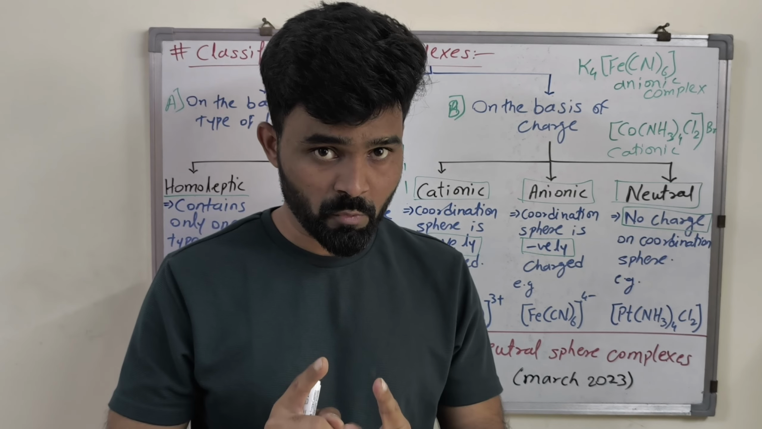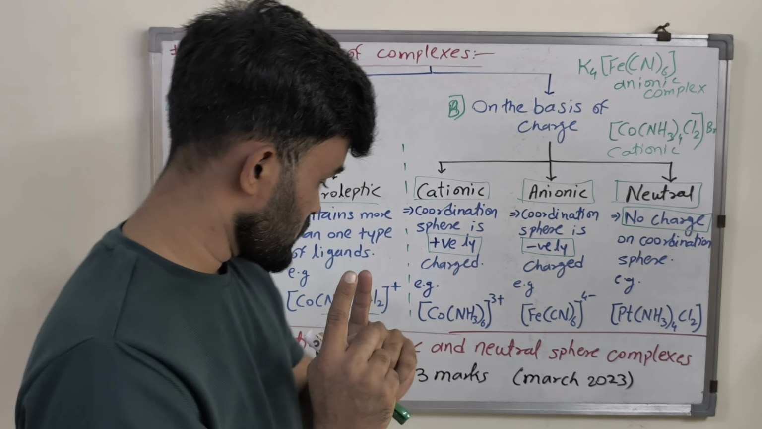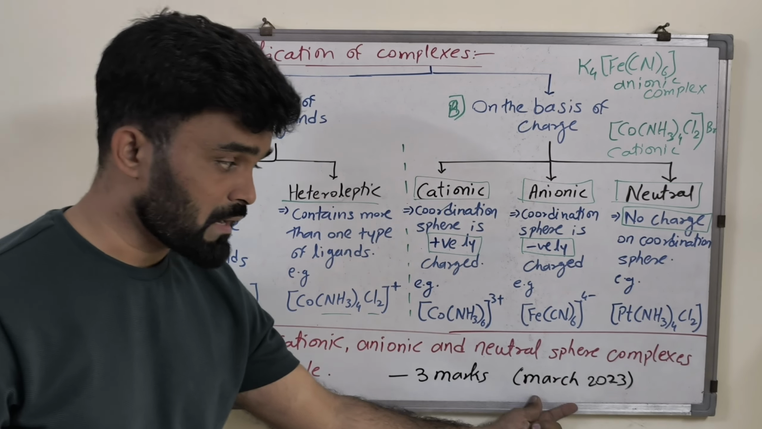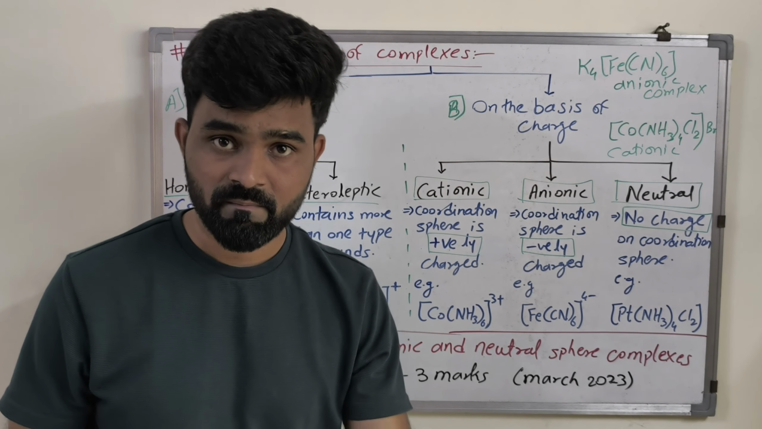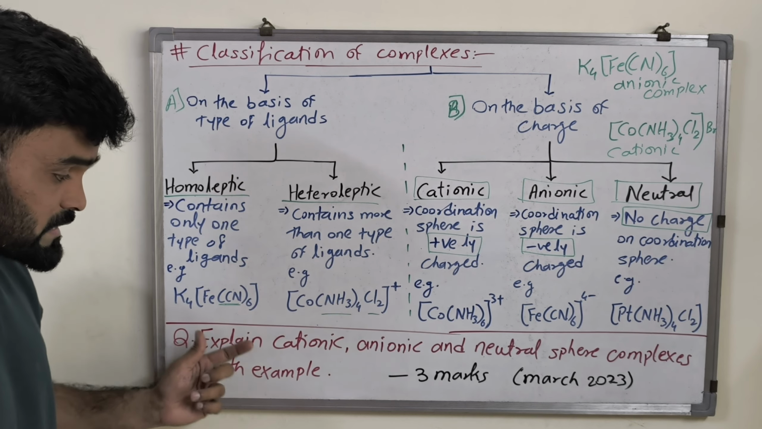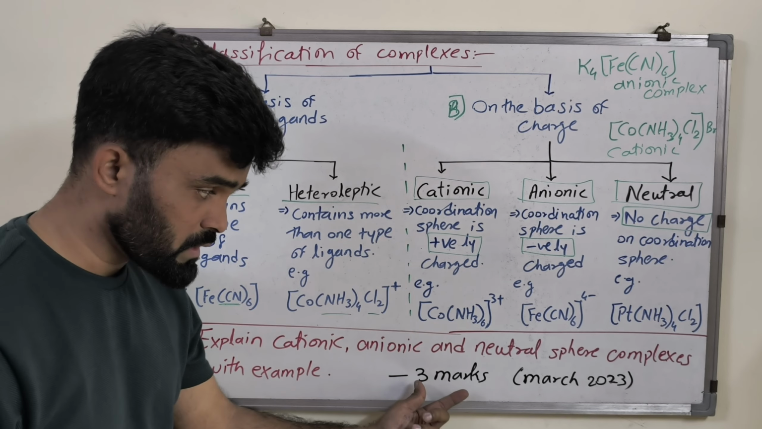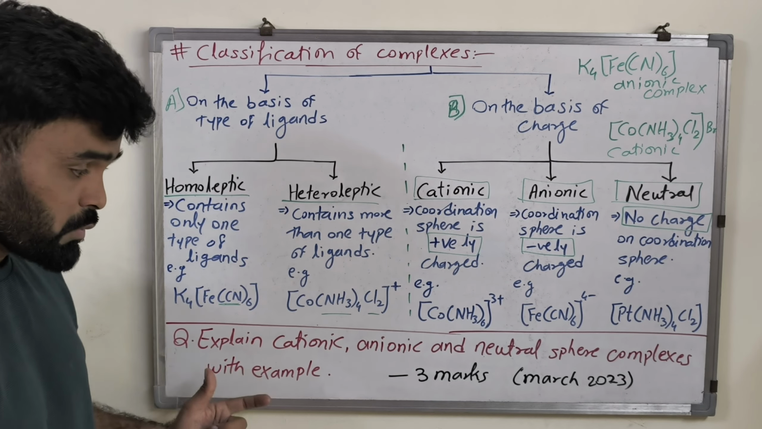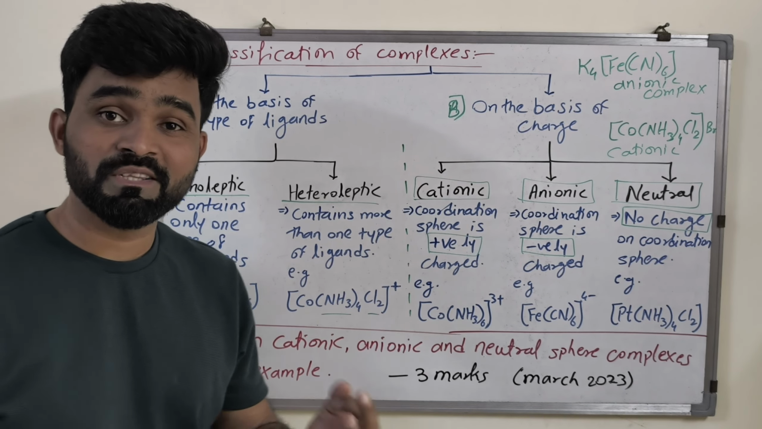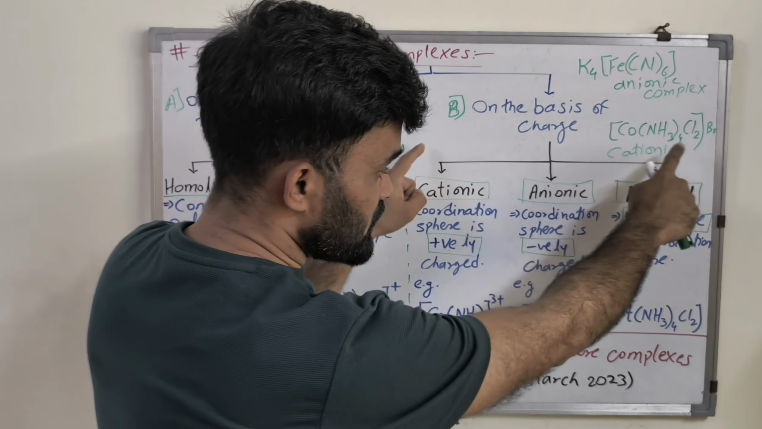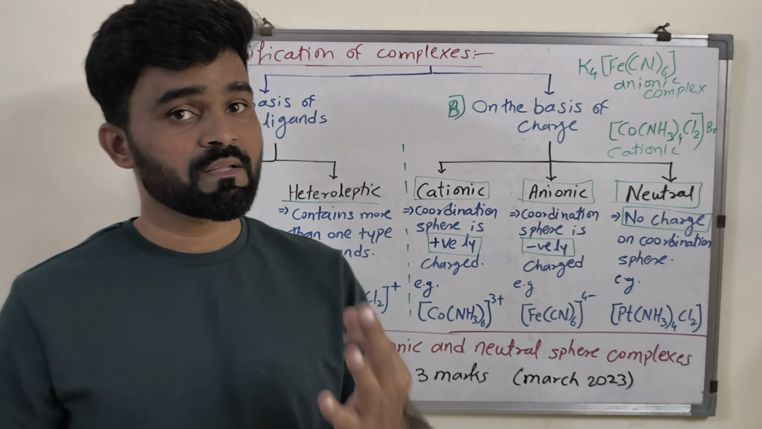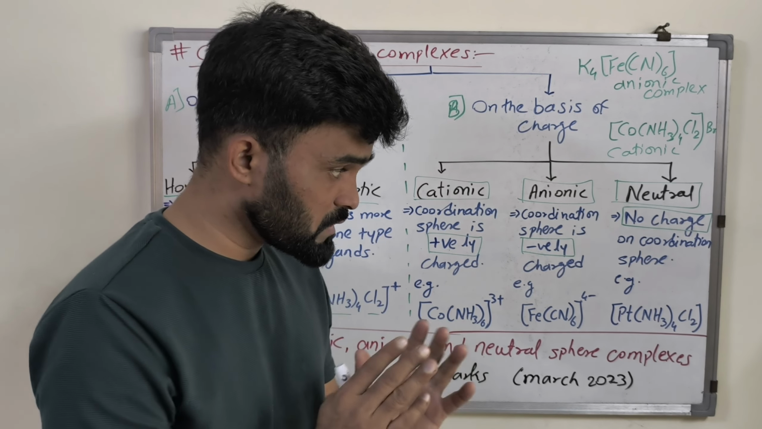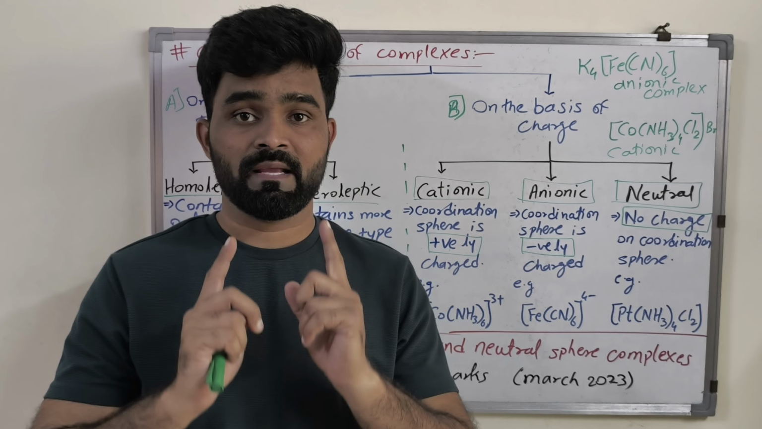is also an important question. Okay, before we go into that, look at the question. This question was asked on the same topic in March 2023. The question is: explain cationic, anionic and neutral sphere complexes. It was with example, asked for 3 marks. For explaining this you are getting 3 marks. So please take a screenshot of this and we'll see you in the next topic.